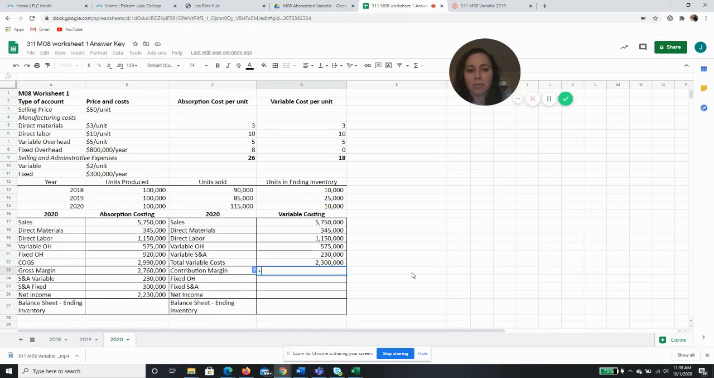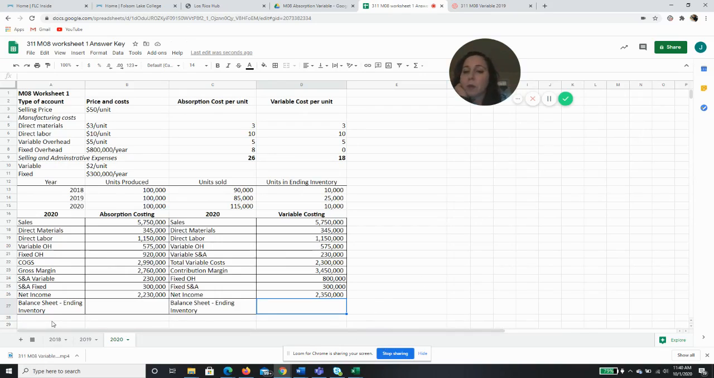Then we'll calculate our contribution margin by taking our sales of 5,750,000 and subtracting our variable costs of 2.3 million. And we get a contribution margin of 3,450,000. Then we're going to subtract all of the fixed overhead for the period, which is 800,000, and also our fixed sales and admin of 300,000. I'm going to just give those a little formatting here. And that gives us a net income of contribution margin of 3,450,000 minus our fixed overhead of 800,000 minus our fixed S&A of 300,000 for a net income of 2.3 million.